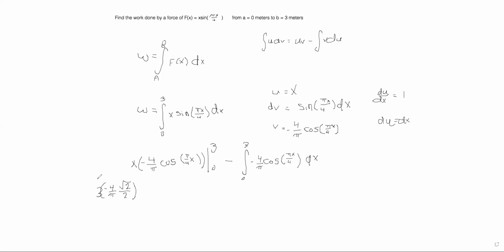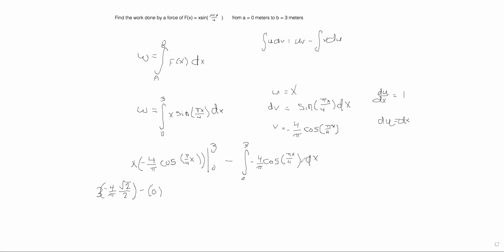And then I'm going to subtract the same thing we get if we plug in 0. So if we plug in 0 for x, this whole thing is just going to become 0 because 0 times anything is 0. So this is f of 3. And f of 0, f of a, is just 0. So we're subtracting f of a, we're subtracting 0.